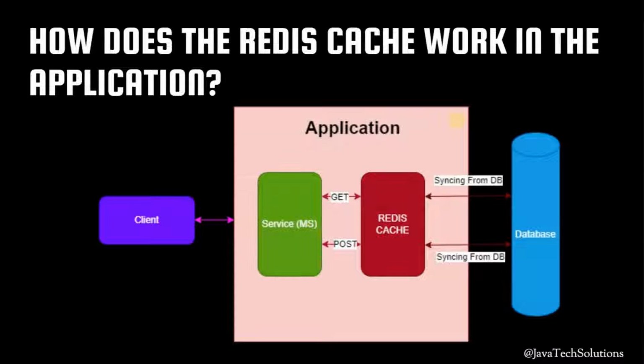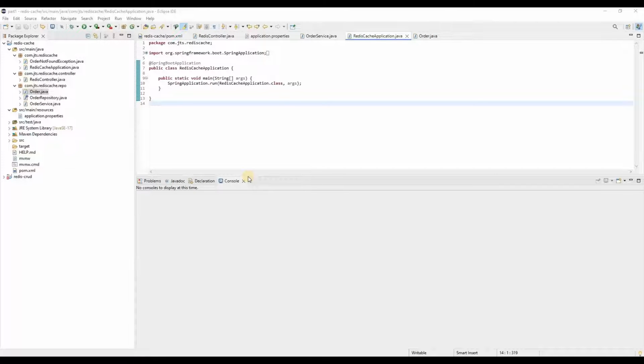Let's check this one. For integrating the Redis cache into a Spring Boot application, first of all we need to create one Spring Boot application using the Spring Initializr, right? There's a site from where we can create the project. From there we can choose the name, choose the dependencies, and then we can generate the project easily.